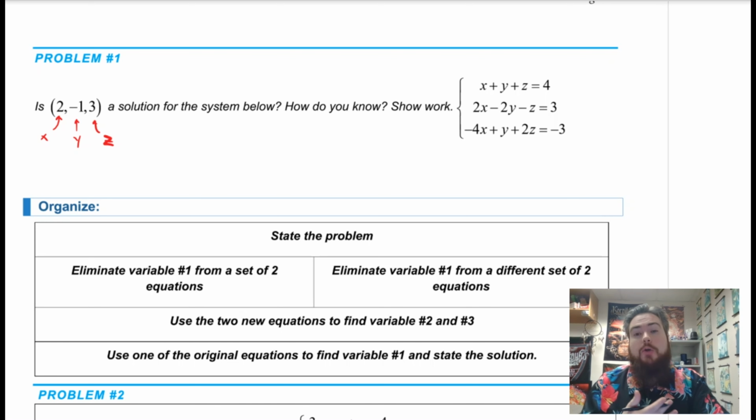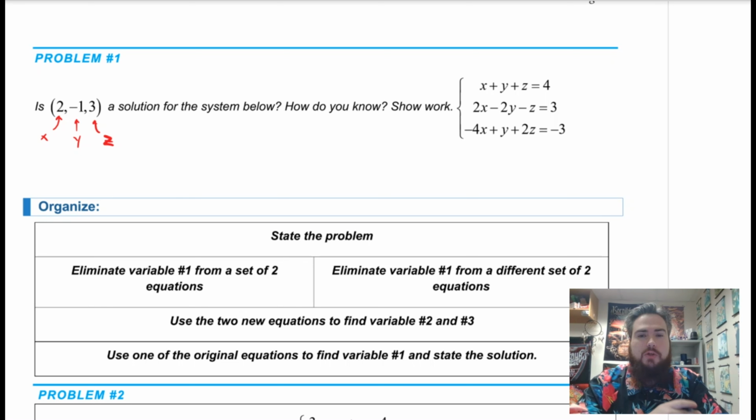In order to confirm if that is a true solution, what we're going to do is take each of these three equations and make sure that this point is a solution for all three of them. We don't just want to check one or two of them, because we could have scenarios where one or two of these equations overlap, but not all three. We want to check if this is a true solution for the full system, so we want to check all three equations. Therefore, let's take that first equation, x plus y plus z equals 4.